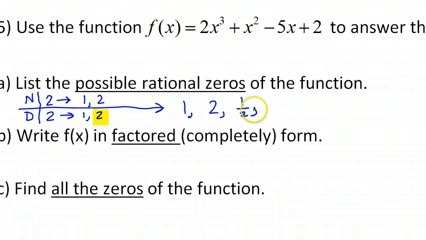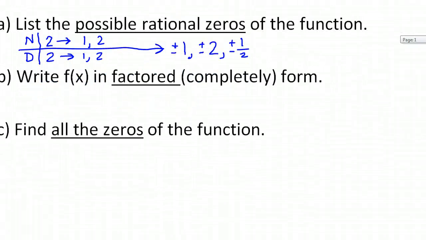So we've got these 3 possible rational zeros, but actually there are 6 because each of these could be positive or negative. So we'll just put a plus or minus here. So these are the 6 possible rational zeros. That means any other zeros would have to be imaginary, or maybe there's a square root in there or something like that. But we'll find out exactly what they are.